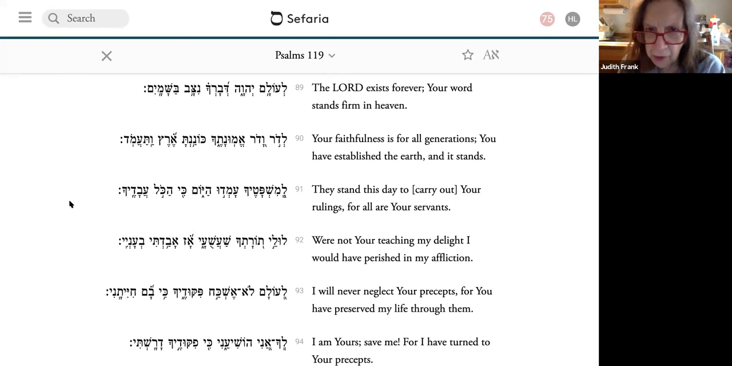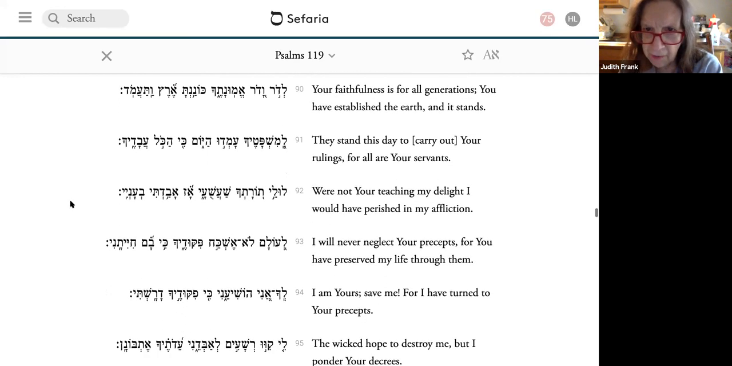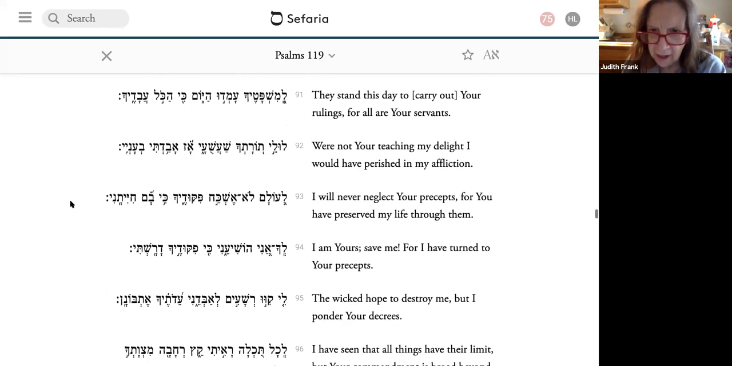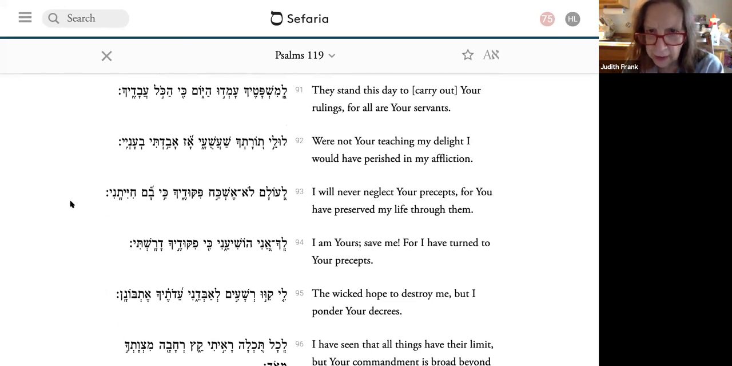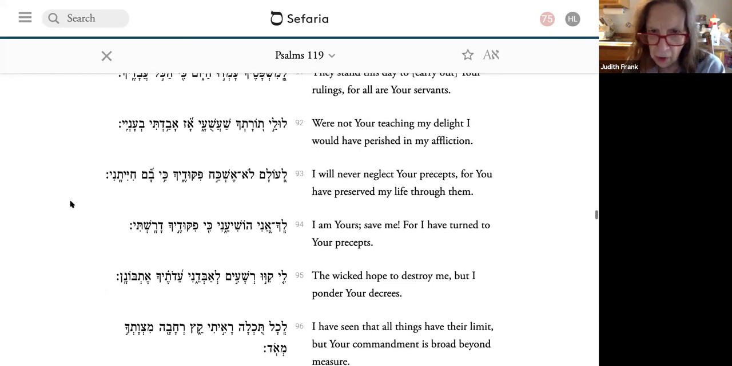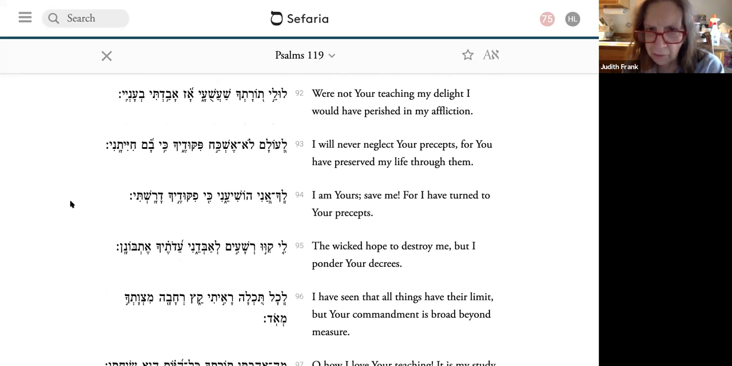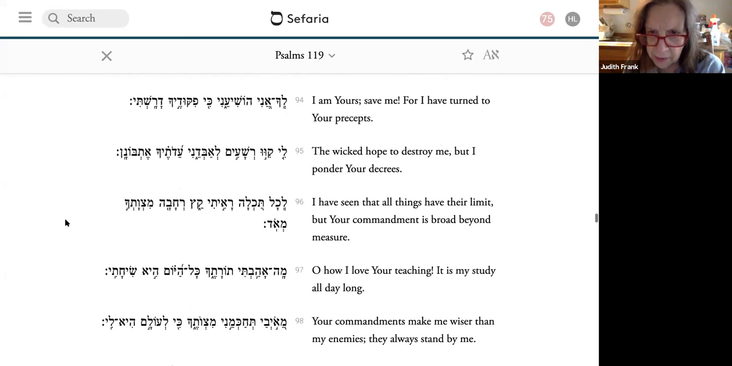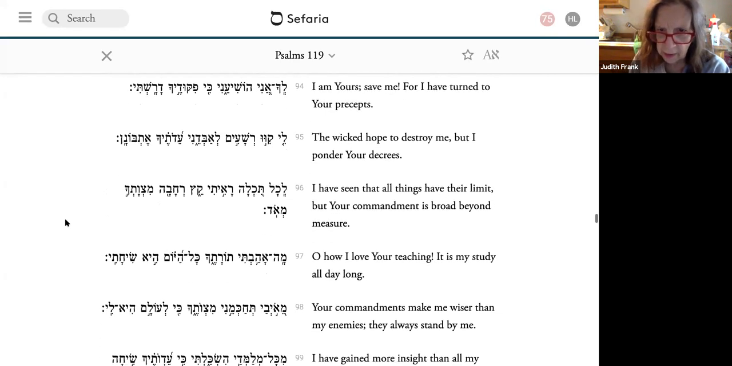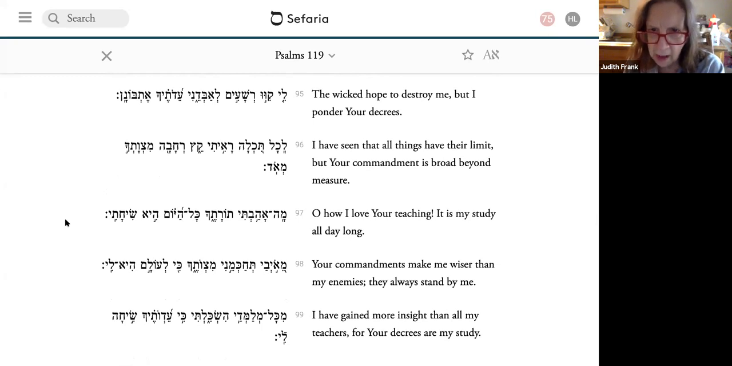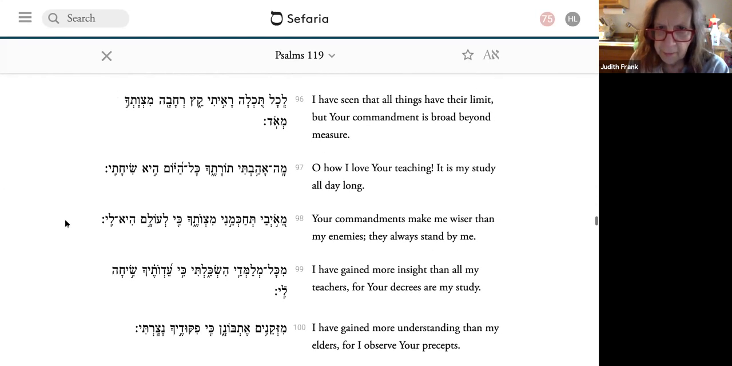Lord, you exist forever. Your word stands firm in heaven. Your faithfulness is for all generations. You have established the earth and it stands. They stand this day to carry out your rulings, for all are your servants. Were not your teaching my delight, I would have perished in my affliction. I will never neglect your precepts, for you have preserved my life through them. I am yours, save me, for I have turned to your precepts. The wicked hope to destroy me, but I ponder your decrees. I have seen that all things have their limit, but your commandment is broad beyond measure.